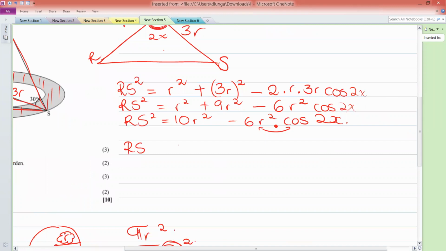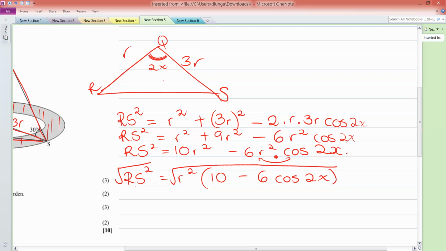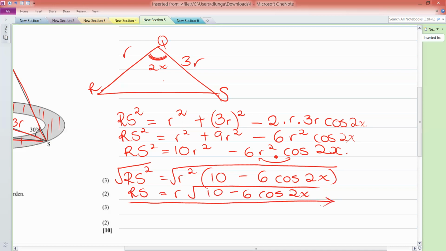Right, let's take out a common factor. So R squared equals, let's take out a common factor of R squared. Then in brackets, you're going to be left with 10 minus 6 cos 2x because we took out the R squared. What can we do to both sides now? To get rid of the squared, we're going to square root everything. So square root the left-hand side, square root the right-hand side. This becomes RS. This R squared, you can find the square root of that. It comes out. What will be left over is your 10 minus 6 cos 2x, like that. And there you go. We've shown that RS is equal to that.